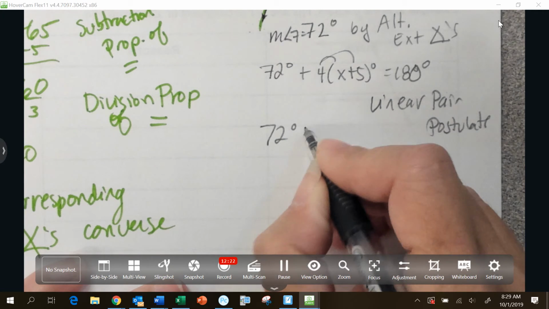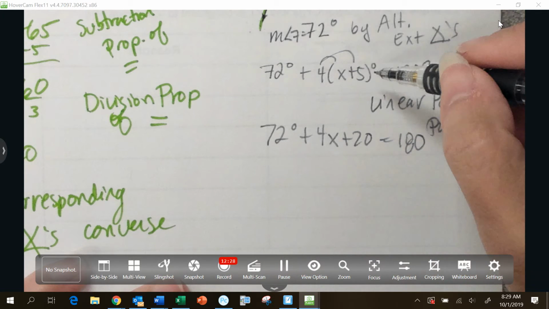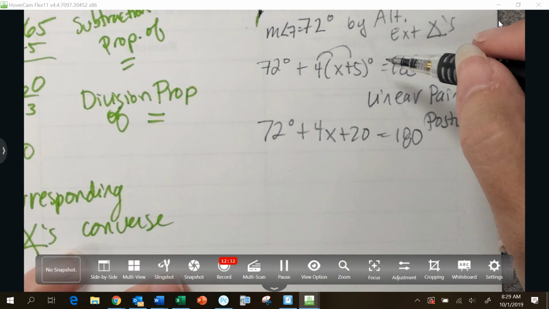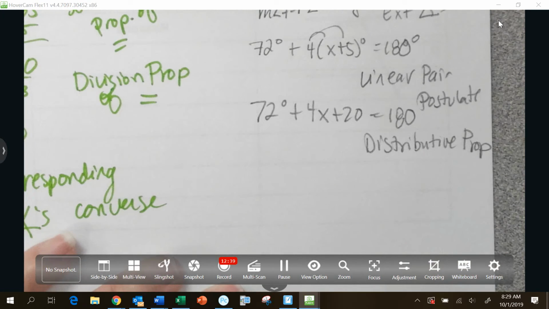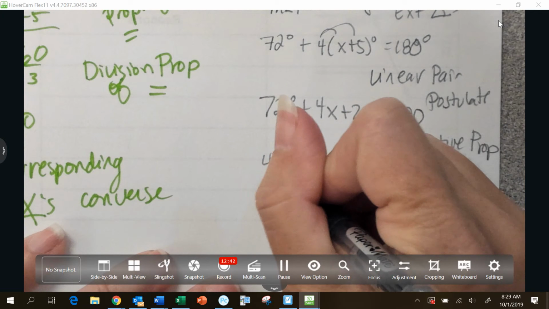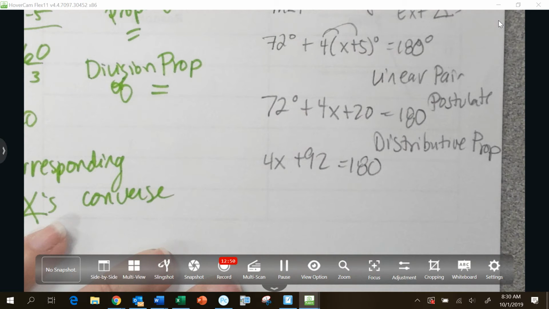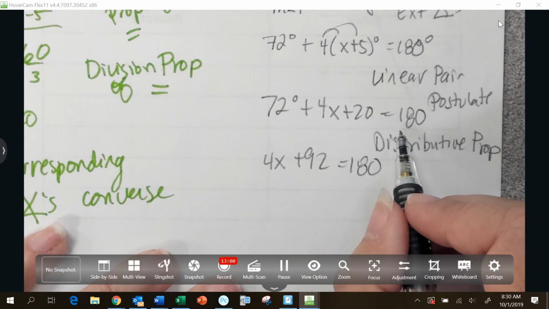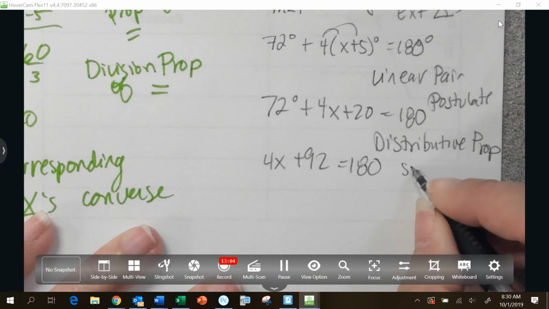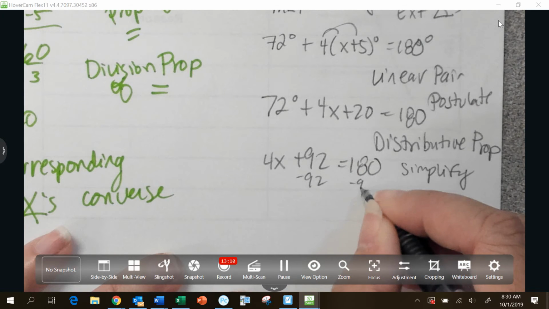So when I have 72 plus 4x plus 20, what property did I just use? Cameron? The distributive property? And then 4x plus 92 equals 180. What did I just do there? Not quite. I did add, but I didn't add it to both sides. Simplify. Yeah. Collect like terms, simplify, something like that. I just write simplify. Now we're going to subtract 92 from both sides.